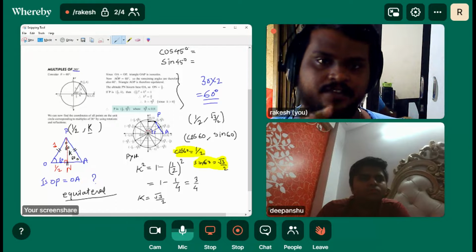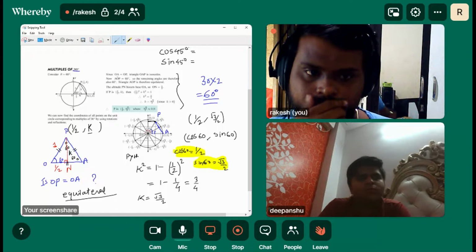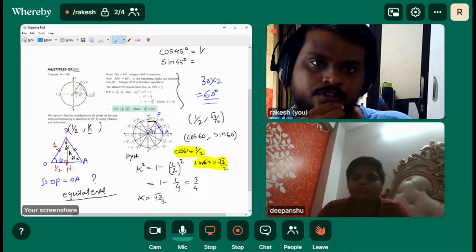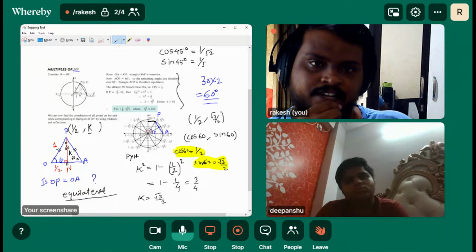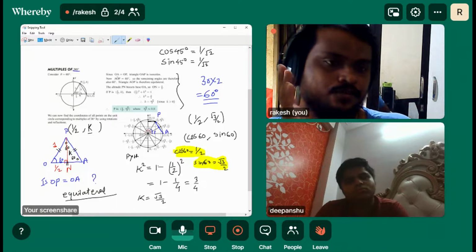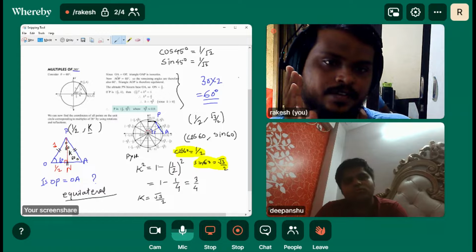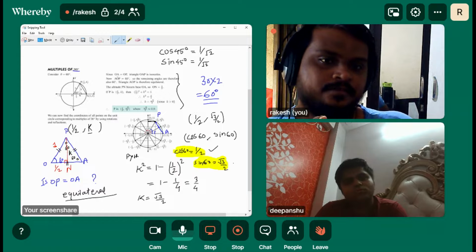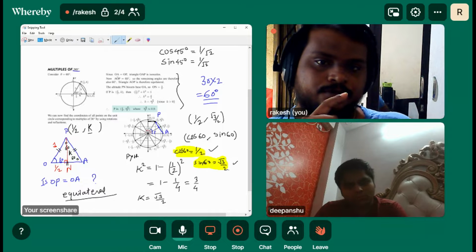In the previous slide we did that. Yes sir, 1/√2, 1/√2. Very good. So both values at 45 degrees are 1 by root 2. They are the same. Okay. Cos 60 is half. Sin 60 is root 3 by 2.